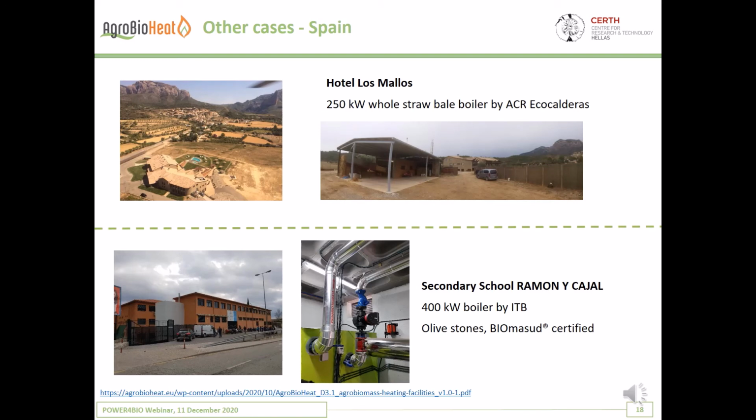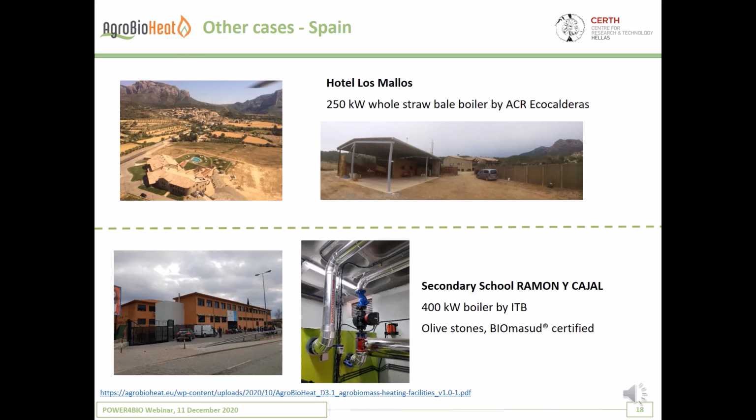Then there are many other cases on the small scale where you can find agrobiomass effectively used. There is a dedicated deliverable of the AgrobioHeat project where you can find more than 100 cases already identified. Briefly, I will highlight a few of those per country.